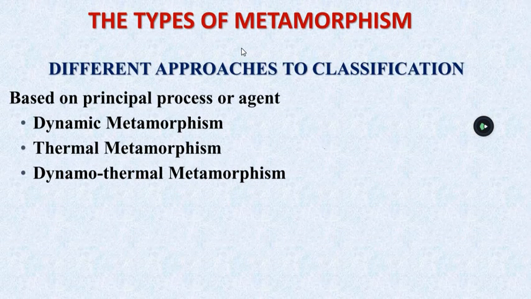So based on the principal agent, there is dynamic metamorphism, thermal metamorphism and dynamo-thermal metamorphism. So dynamic, please turn off your mic. What do you mean by dynamic metamorphism? Due to stress. What do you mean by thermal metamorphism? Due to temperature. And in dynamo-thermal metamorphism, both temperature and stress are working. Okay? So this is the very basic classification of the agents of metamorphism.